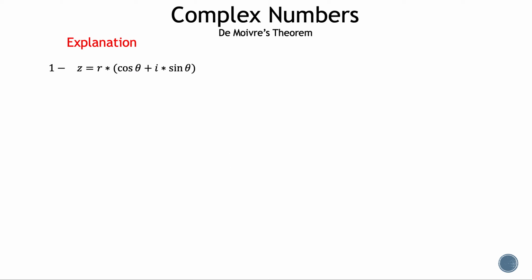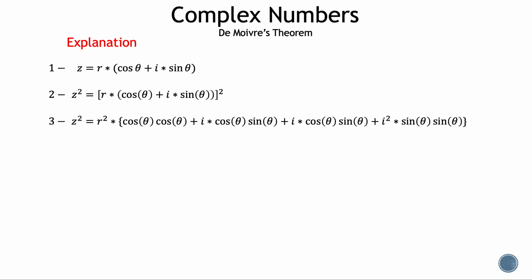So once again, we have our complex number z is equal to r times the quantity of cosine theta plus i times sine theta. Now let's multiply it by itself. Right now we have z squared is equal to the sum of two numbers squared. So let's go ahead and expand that. And so now we have z squared is equal to r squared times the quantity of cosine times cosine plus i times cosine times sine plus i times cosine times sine plus i squared times sine times sine.